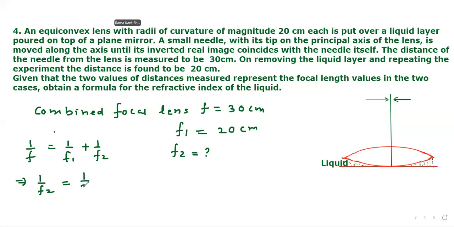That is 1 upon 30 minus 1 upon 20. So it will give 2 minus 3 over 60. It will be minus 1 upon 60, or F2 will be minus 60 centimeter.